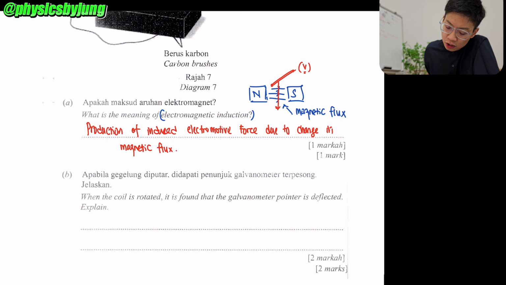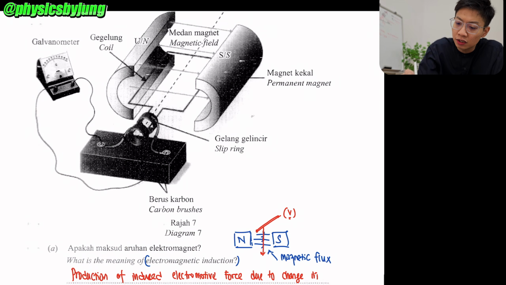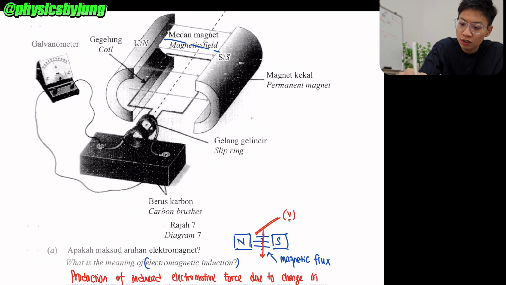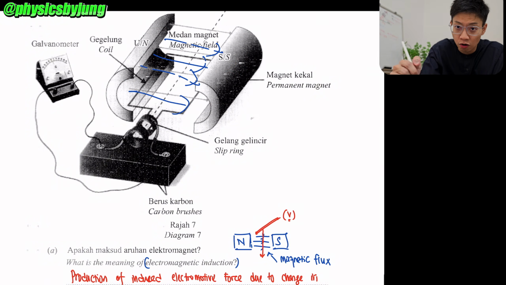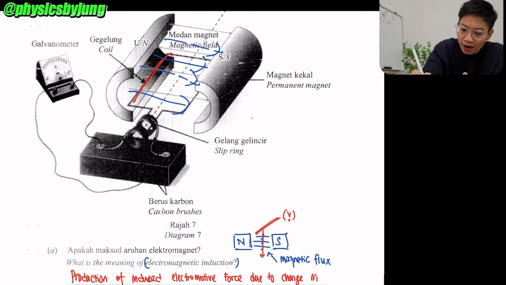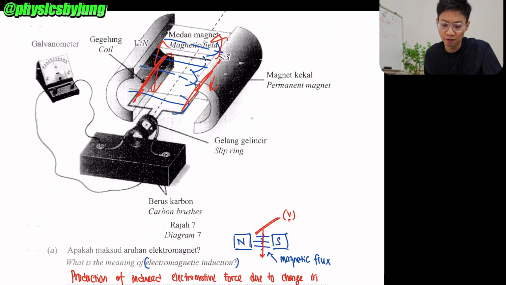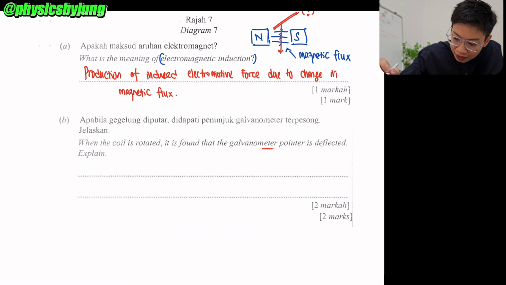Okay, then next. So when the coil is rotated, it is found that the galvanometer deflected. So when you push, what will happen is in between here you actually have what Jun Hao just now said, which was your magnetic flux. Correct or not? Alright. Now if you have your magnetic flux here, when you move this wire up and down, or you rotate this down and up, either way, it will cut through the magnetic flux. Okay, it will cut through the magnetic field. Understand, right? Correct?